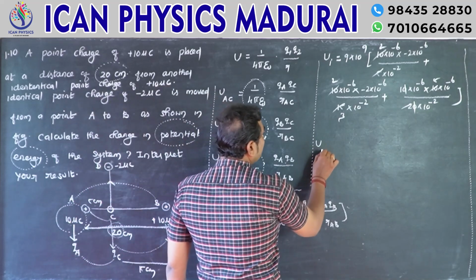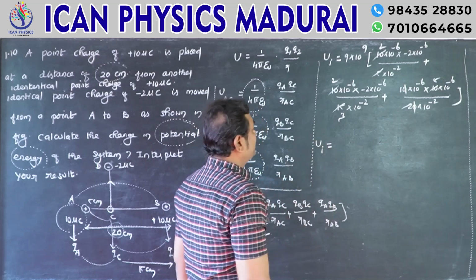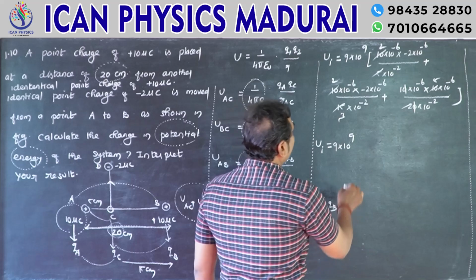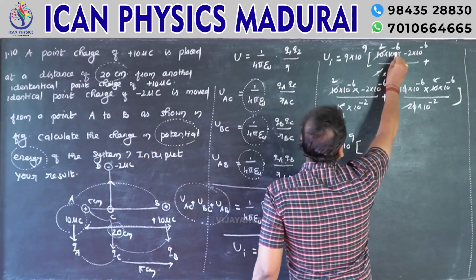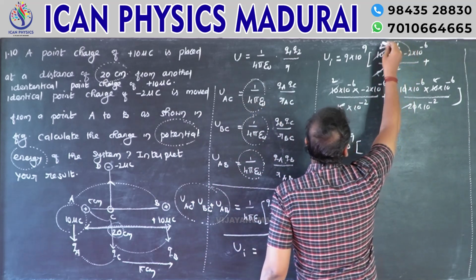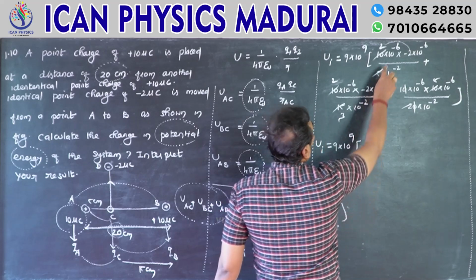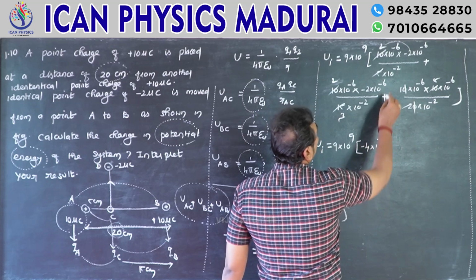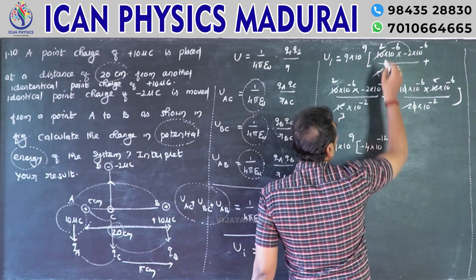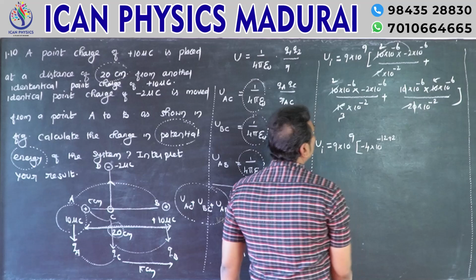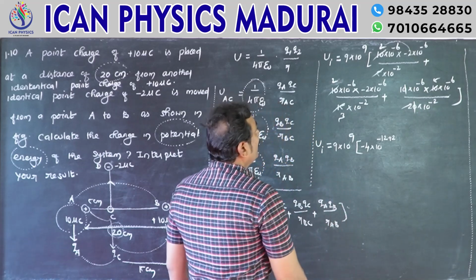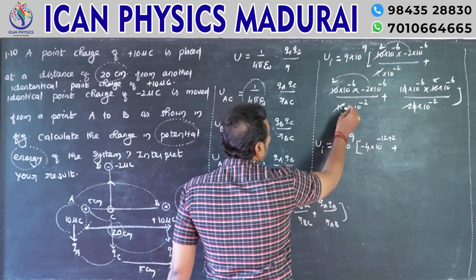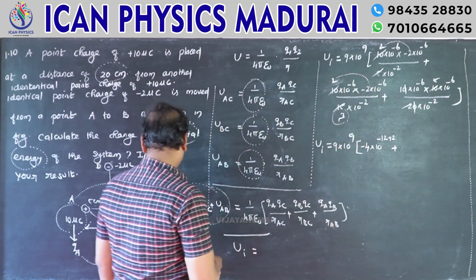Now the initial electrostatic potential energy is 9 into 10 to the power 9. Just see the first term. 2 into 2, 4. Minus 6 minus 6, minus 12. The minus 2 goes to the numerator as plus 2. Now, in the second term, 2 2s are 4, 4 divided by 3.